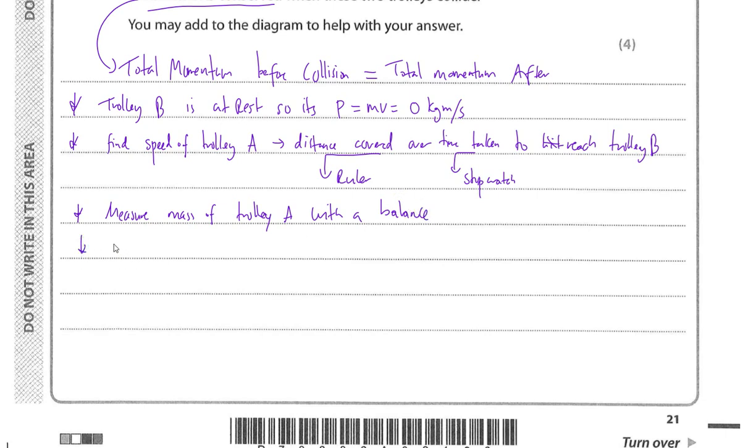Trolley A goes on this, so this will give you the mass. Now you know the mass of trolley A. You can work out the velocity or the speed already. Now you can work out the momentum. Therefore, the total momentum before the collision is equal to the momentum of A plus the momentum of B, isn't it?